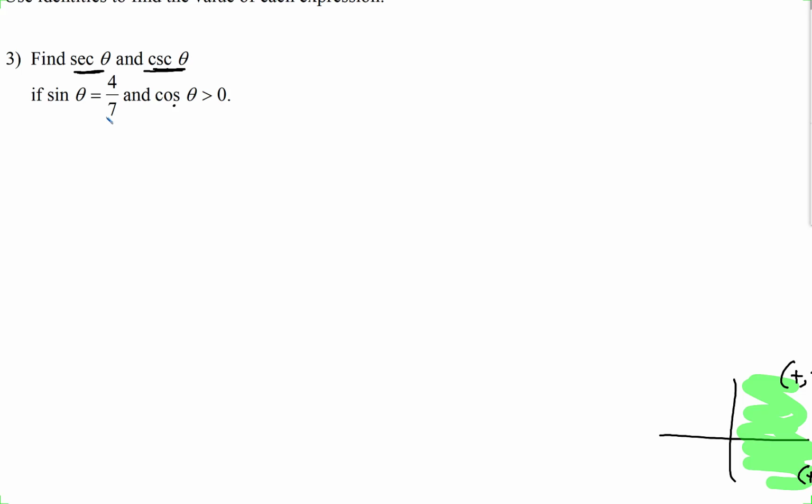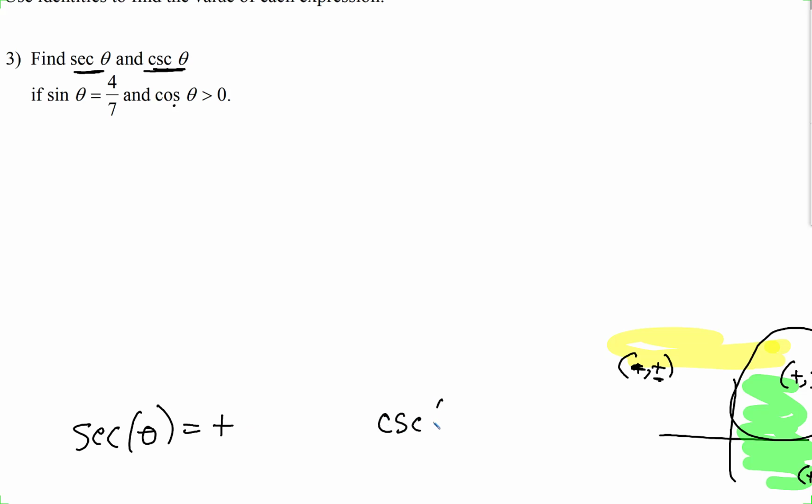We also know sine is positive. That's positive 4/7. So sine we know is positive in the top two quadrants because the y values are positive only in the top two quadrants. All right? Well, where they overlap is that first quadrant. So in the first quadrant, all trig functions are positive. So when we say secant theta is equal, that will be positive, and cosecant theta, that will be positive.